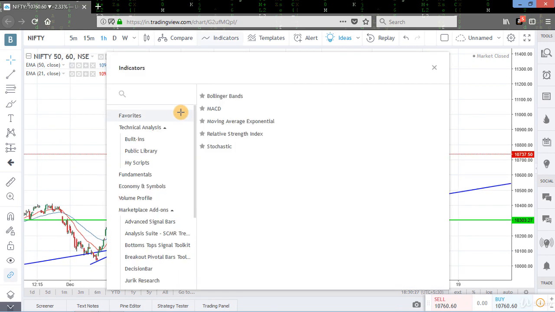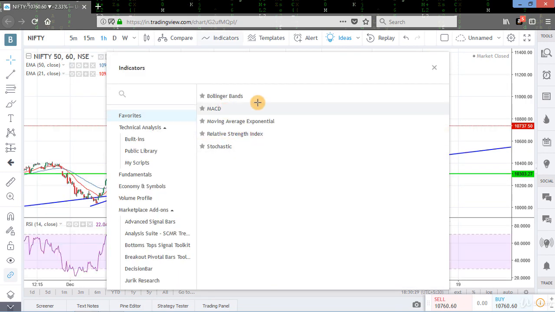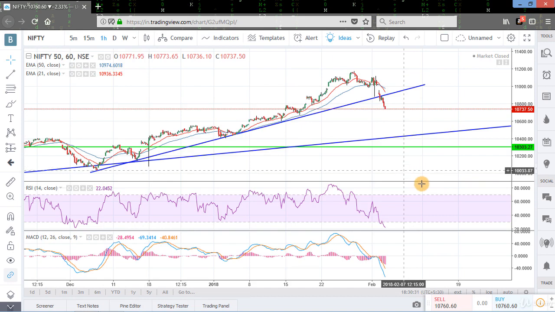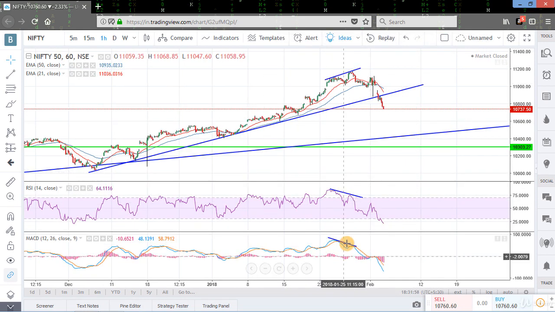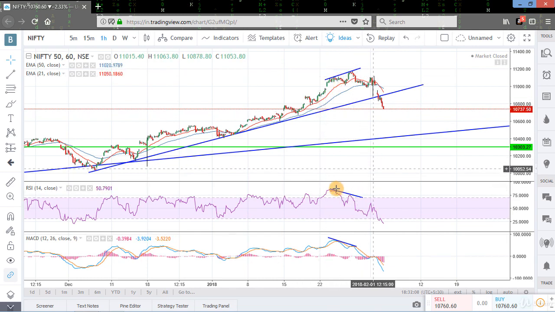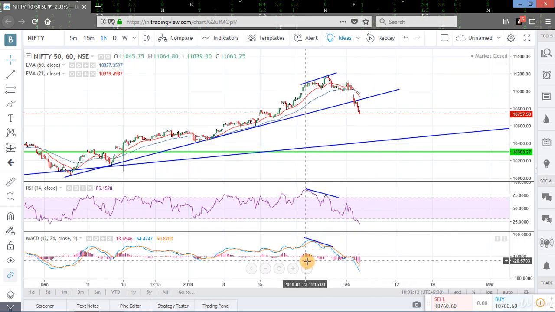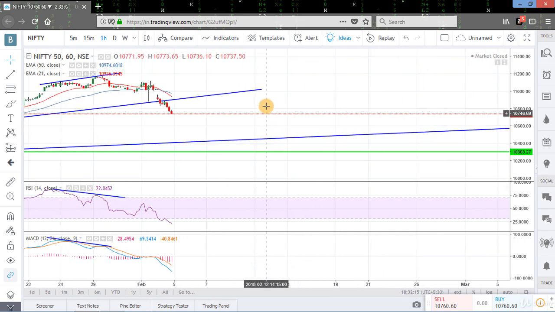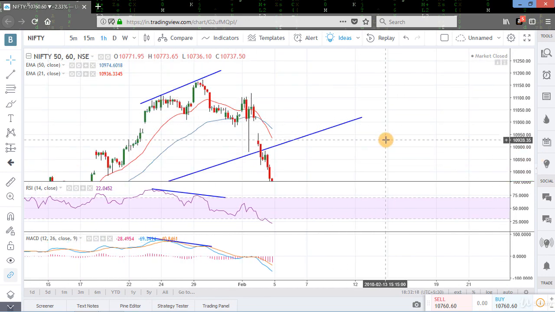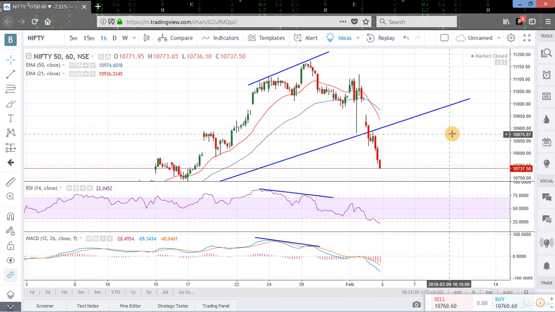Also, if we apply the RSI and MACD to this chart, we can see that MACD and RSI both were giving a negative divergence on Nifty because prices are going up, but RSI and MACD both are giving a negative signal here. So we were getting a lot of signals here to exit from a long position.